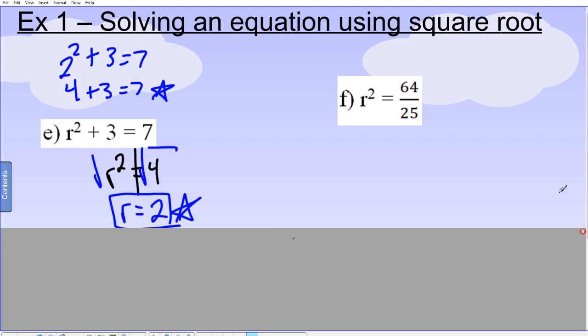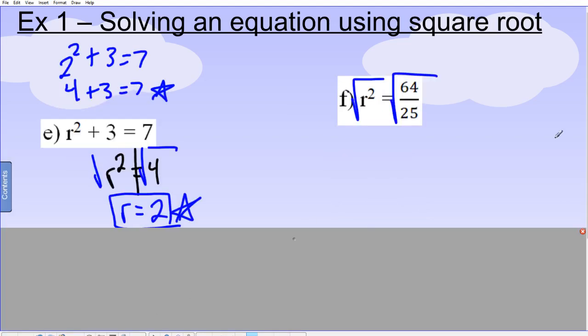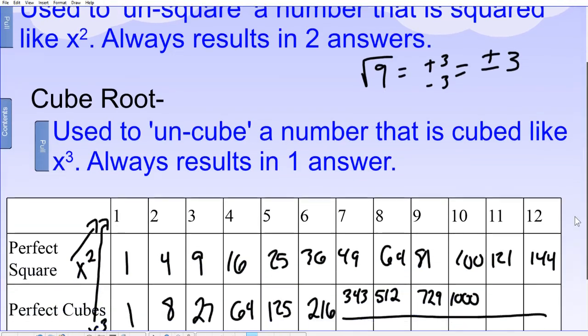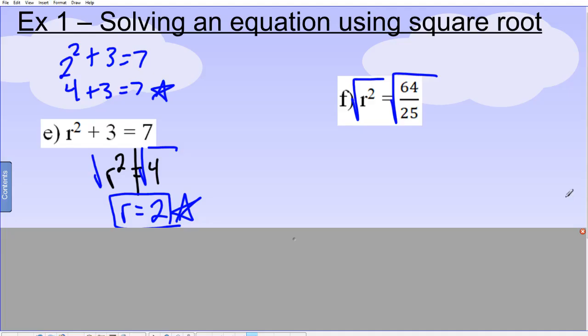All right. Letter F, we have r squared equals 64 over 25. So what we'd like to do is square root this. If you're doing this in your head without a calculator, which, I'll be honest, I don't think I've used a calculator on hardly any of these problems so far. Most of them I've done in my head. If you know your perfect squares, or if you have your perfect squares listed on a table, it's honestly quite a bit easier and simpler and quicker to just go in your head.